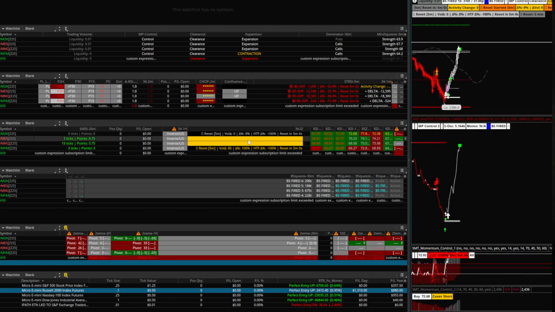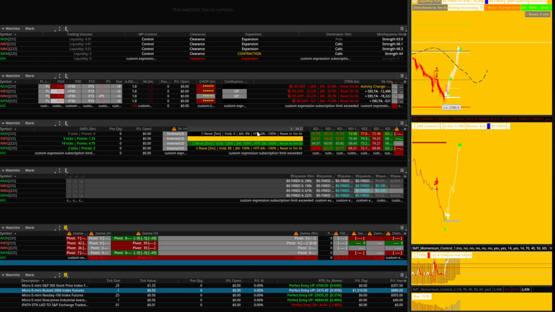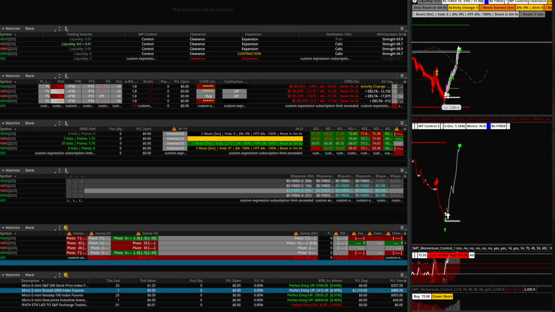So look at how the market is reacting here again. This is a no-brainer. You cannot see this information with candlesticks at all. So, okay, guys, I'm out. You guys have a great day.